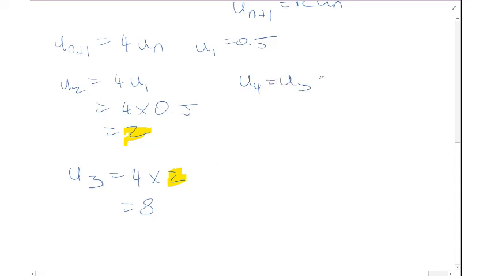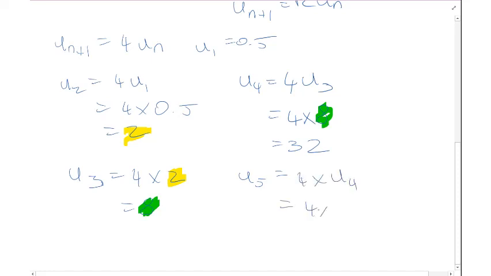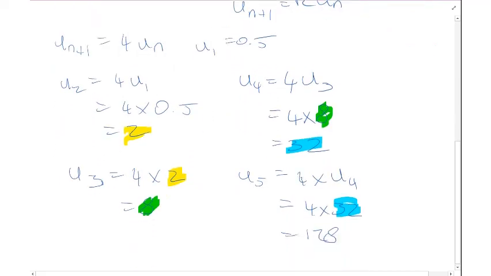So when I do the next bit, U4 equals 4 U3. I keep writing it wrong, and that's why I keep confusing myself. So it becomes 4 times, what was U3? U3 was 8. So 4 times 8 is 32. U5 is going to be 4 times U4, 4 times 32 equals 128. Let's highlight that again. So 32, they're the same. You see the first 6 terms, I'm just going to stop at 5.